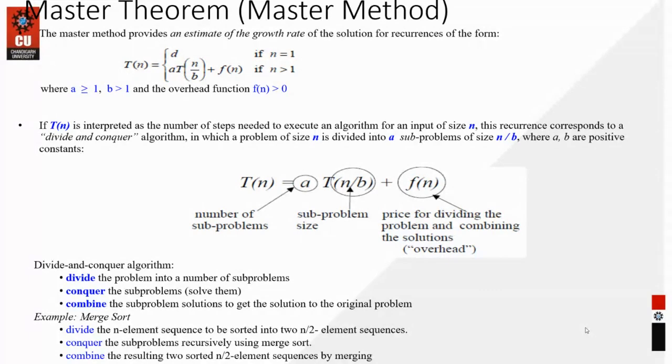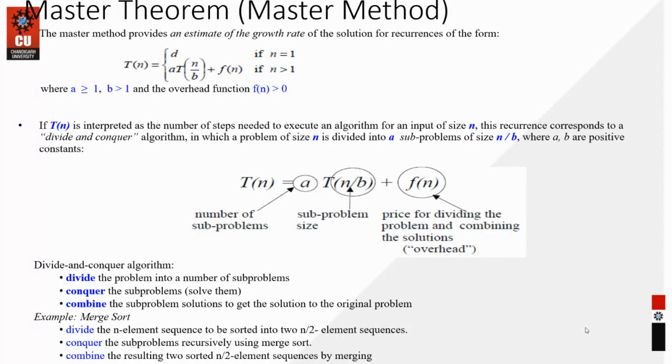So now you can see T of n, the number of sub problems. Then a is a constant, T of n by b is the sub problem size, then the price of dividing the problem and combining the solution. These are the things. T of n is a function. You know that it is a function, the number of steps. That's why it is written as T of n.